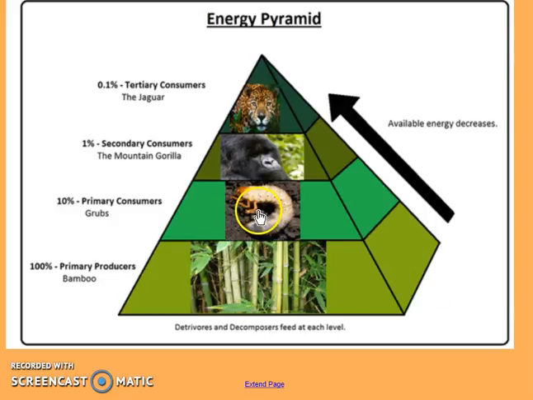So as we go up, as we continue into first and second and third level consumers, even tertiary consumers is the same thing as third level, that available energy is going to decrease. So if we started with primary producers having 100% of the energy, it's going to decrease by a power of 10 each time. So our first level consumers are already down to 10% available energy, secondary is going to be 1%, and tertiary or third level is already going to be 0.1%.